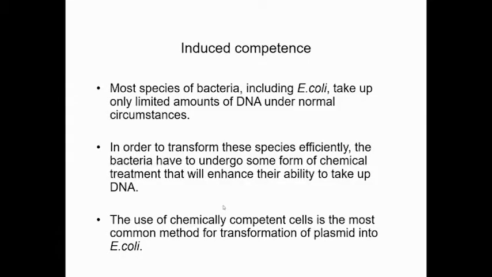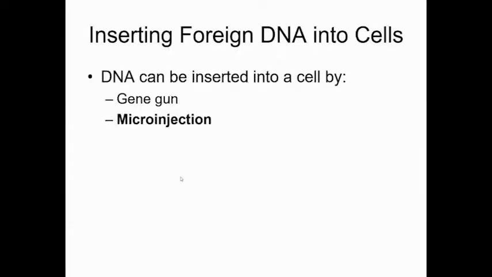And induced competence. Basically, in the laboratory, bacterial cells don't have the ability to take up DNA by themselves, so we have to induce competence. To induce competence, we apply a specific chemical. We use calcium chloride, which we will discuss in the next two slides. It changes the cell wall property so that the bacterial cell will be able to take up the DNA efficiently.